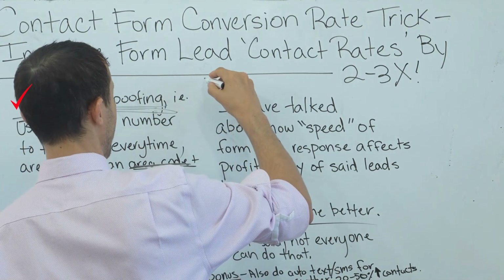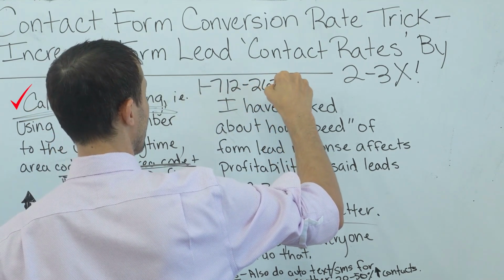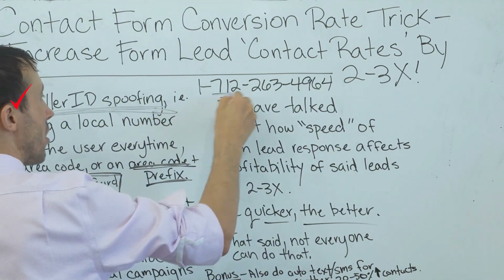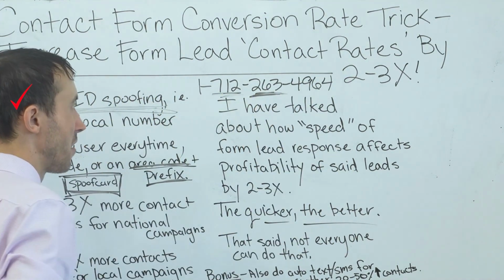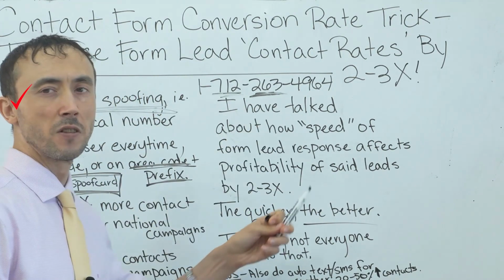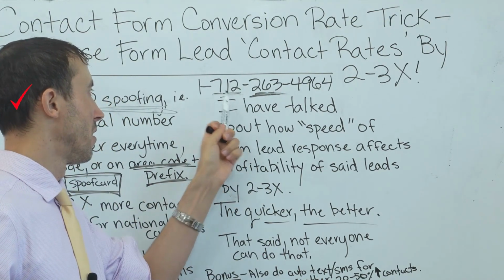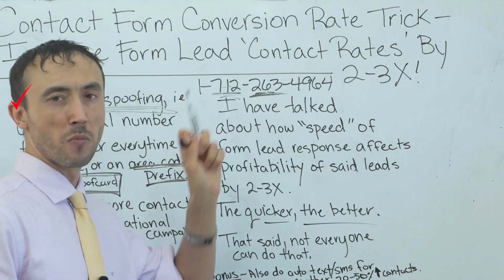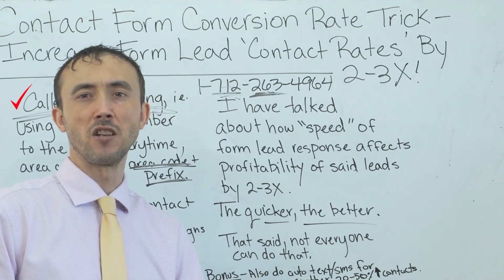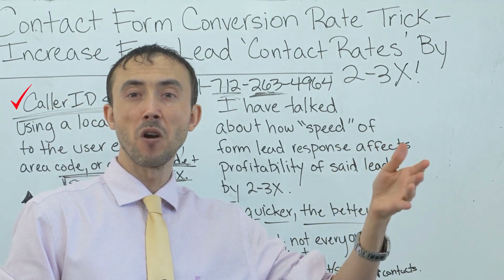Meaning, if you don't know what I mean by prefix, we're talking about the area code, and then the 3 numbers that directly follow it is the prefix. Through these services, you can actually spoof, for lack of a better term, both the area code and the prefix, so you seem super hyper local to that user. Therefore, the response rates you're going to get when you make that call, even if it's 2 days after they filled out that form, they're going to answer it.